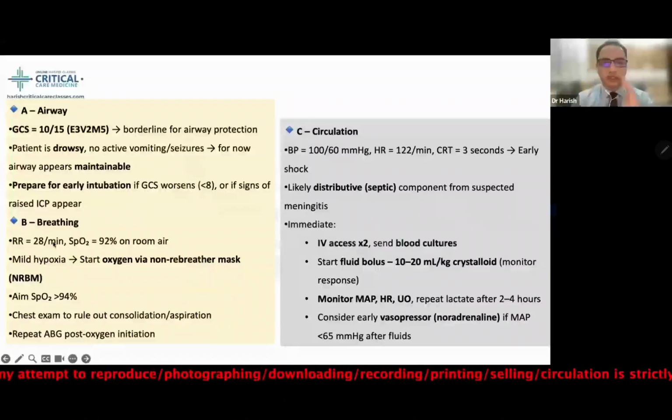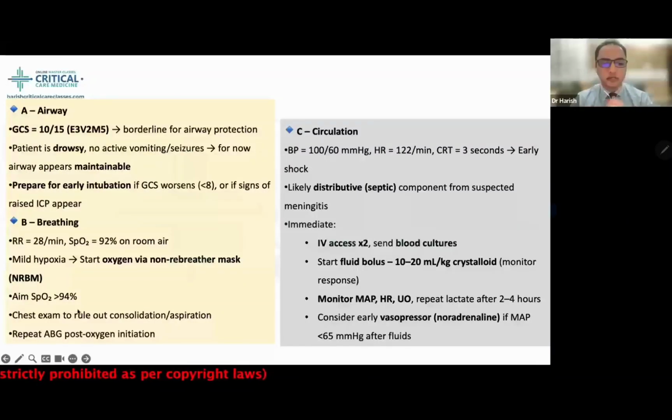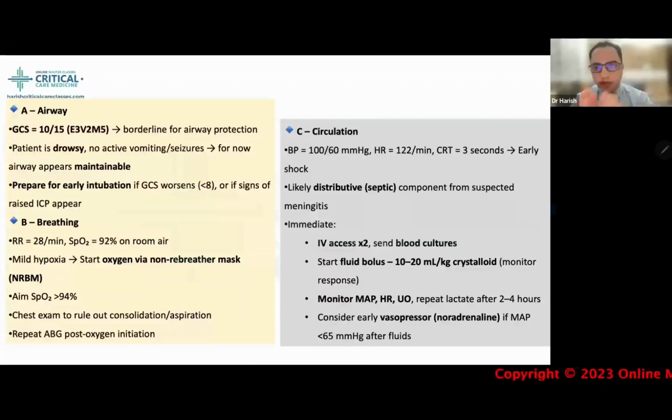Coming to breathing, the respiratory rate is 28 per minute, saturating 92% on room air. So maybe we can start oxygen via a non-rebreathing mask or a simple face mask, maintaining saturation around 92 to 94%. On examination, rule out any ongoing pneumonia because the patient has a fever: any crepitation, consolidation, or any aspiration because of the altered sensorium. Repeat the ABG after initiating therapy with oxygenation.